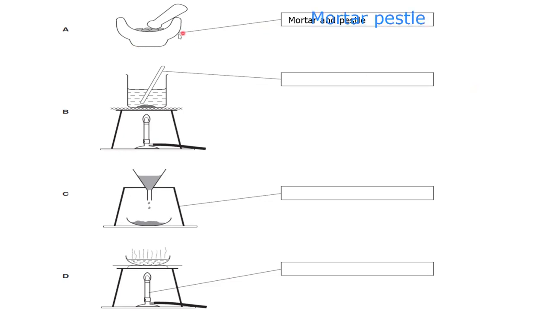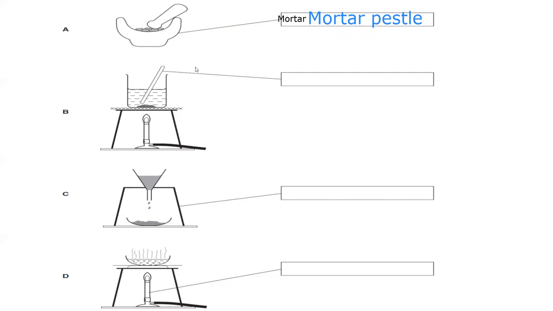It is only labeled for mortar only, so you don't have mortar and pestle. That's right, mortar and pestle, or even mortar is acceptable because the line is only on mortar. So the simple answer is mortar, but mortar and pestle is also acceptable.